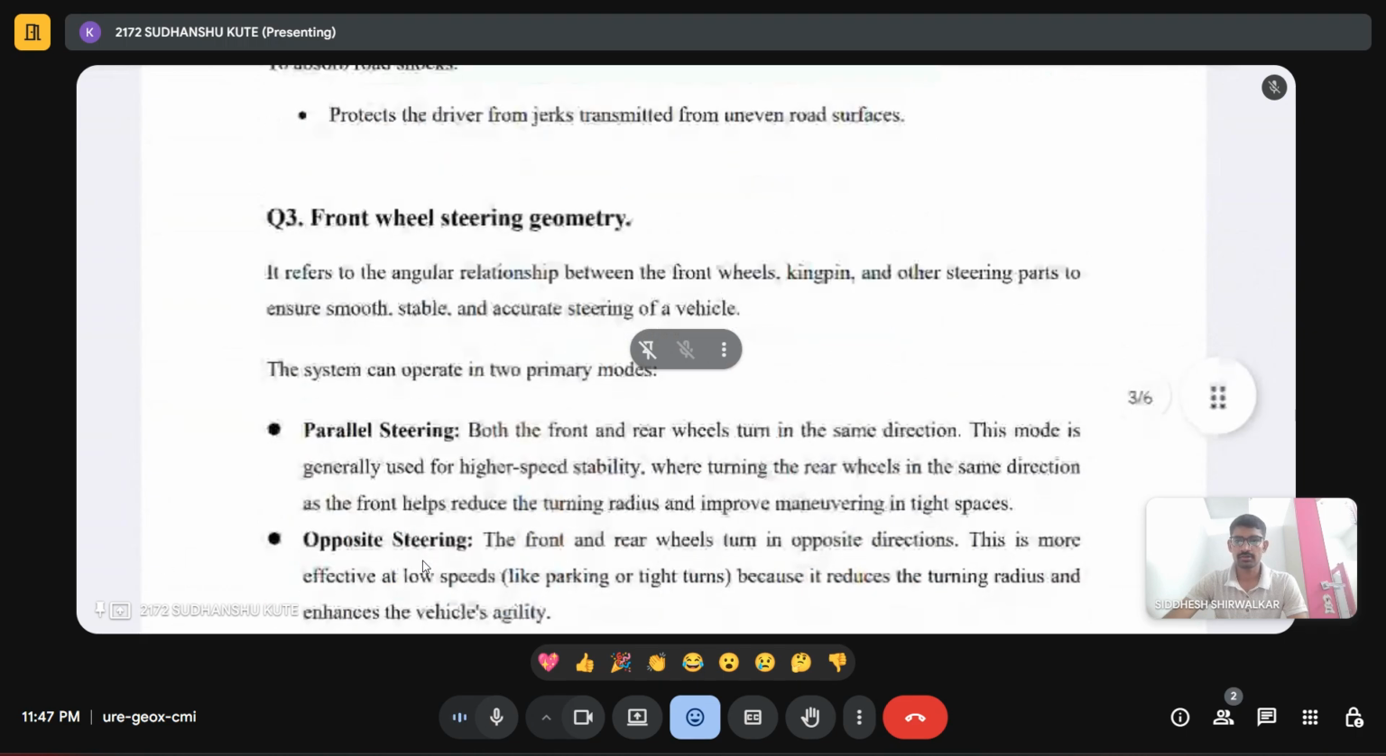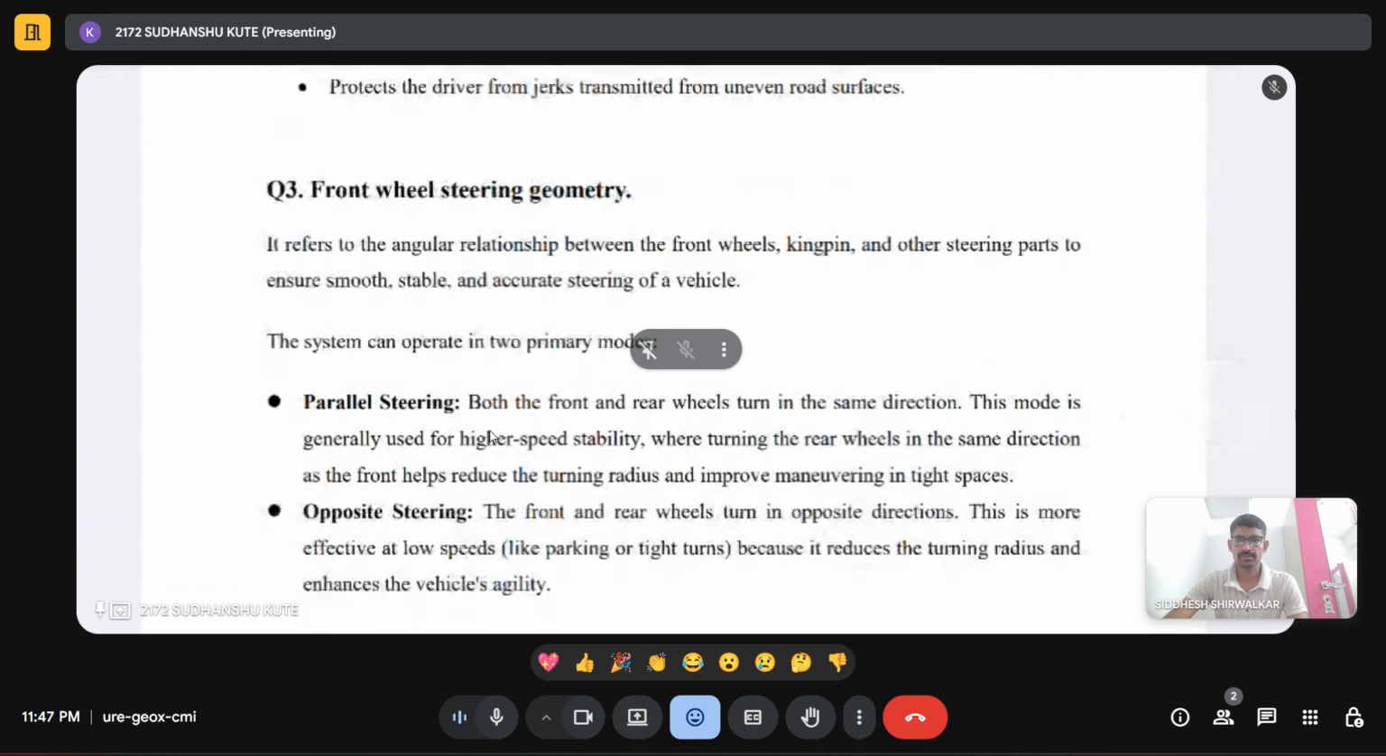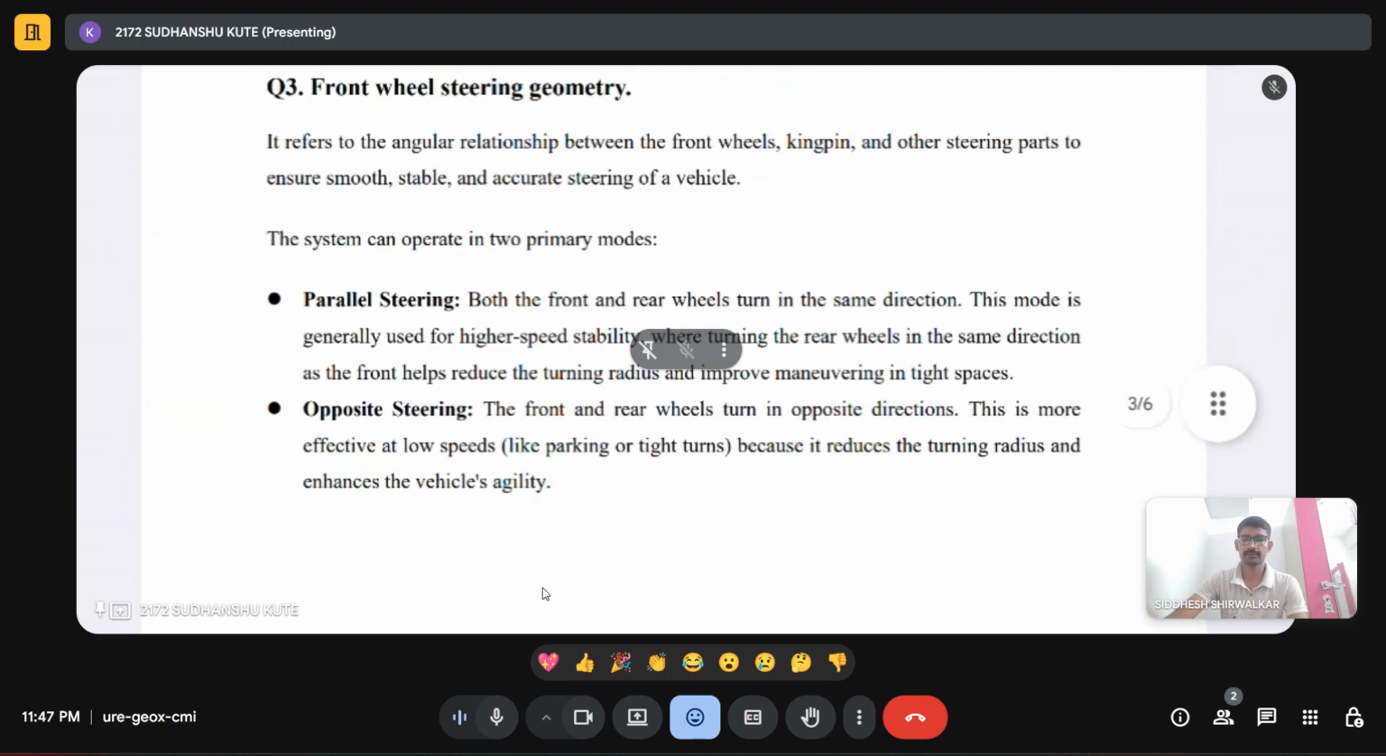There are two types of steering. First is parallel steering, where both the front and rear wheels turn in the same direction. Then it's called parallel steering. And when the front and rear wheels turn in opposite directions, it's called opposite steering.